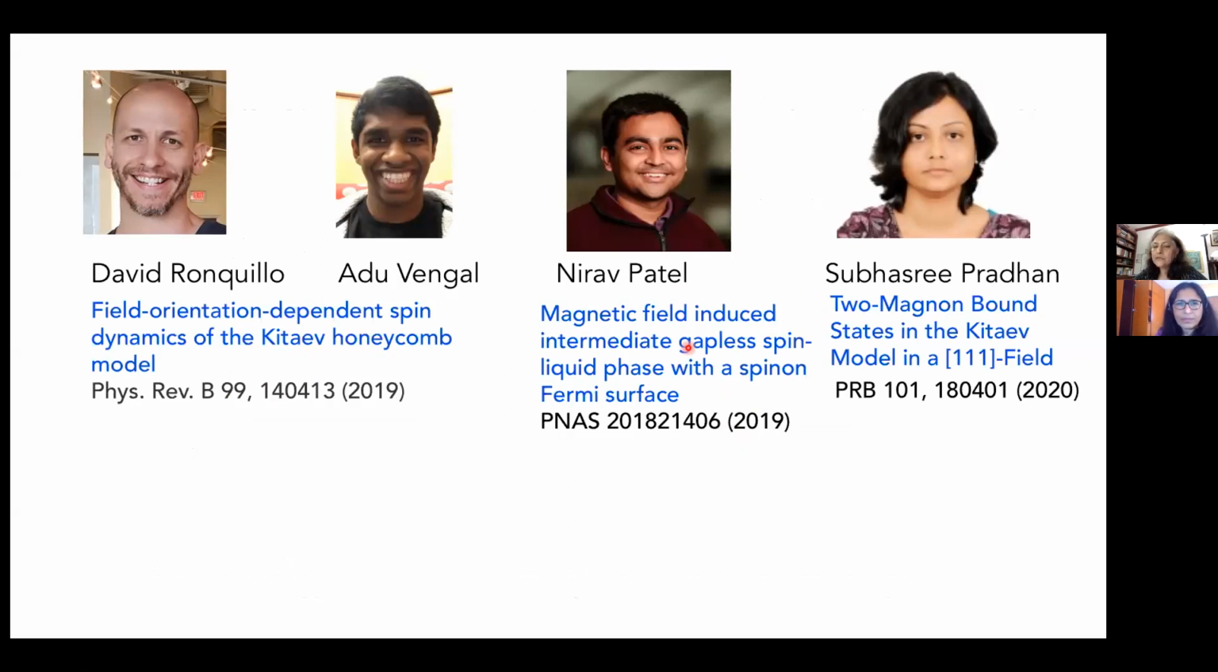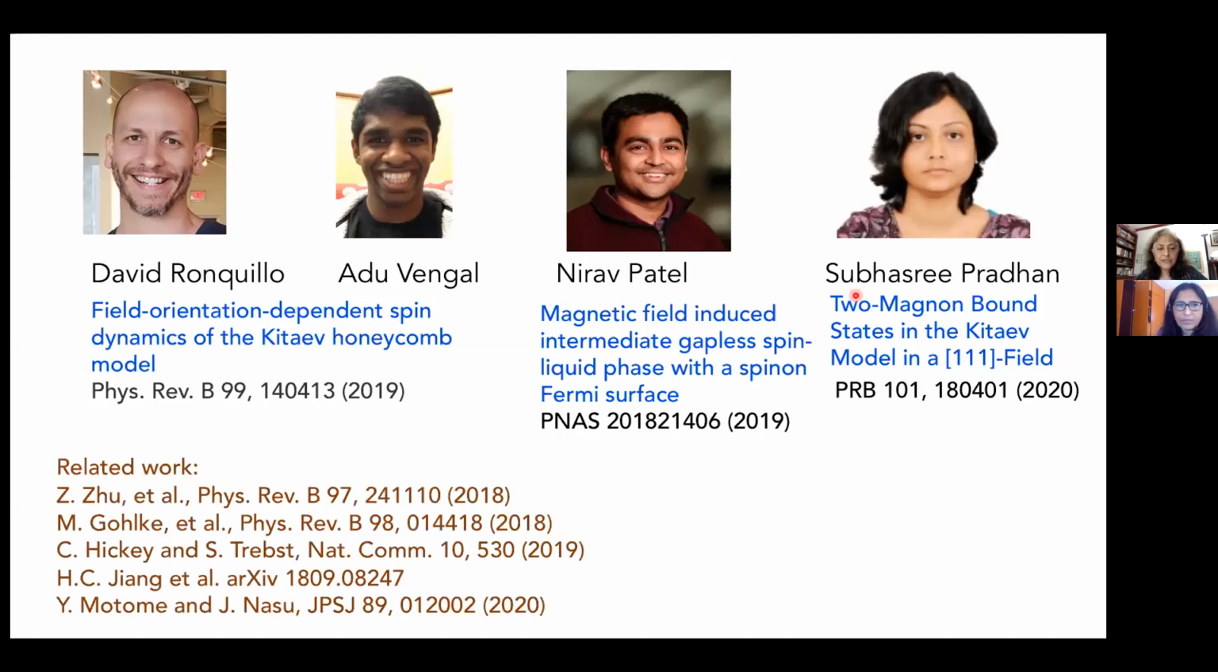It will turn out that it has a Fermi surface, which is quite unusual in an insulator. We don't expect to see Fermi surfaces in insulators. And Subhashri and Neerav Patel then did the work on the 1 and 2 spin flip excitations. I also want to acknowledge work from a number of other people on these topics.